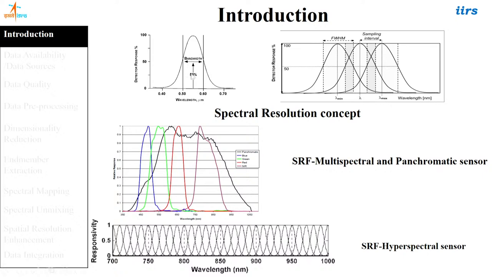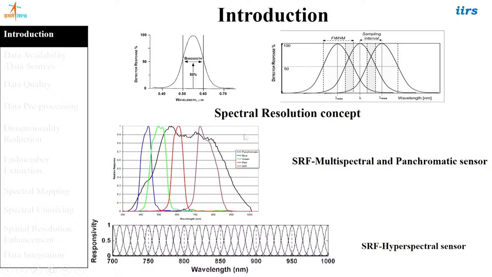Normally it is defined by full width half maximum. Full width means the full width of the spectral response function where you have 50% of the response. So this particular range is actually the detector's response range, ranging from 0.5 to 0.6. This full width half maximum is the spectral response function, or you can say the detector wavelength range. And sampling interval means when you are taking the measurement for two different responses.